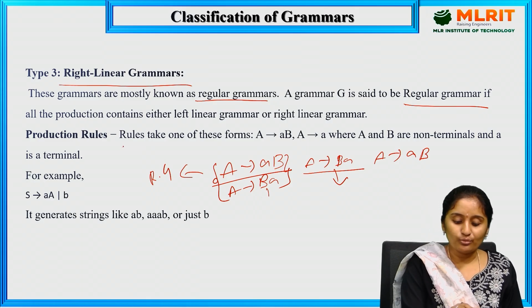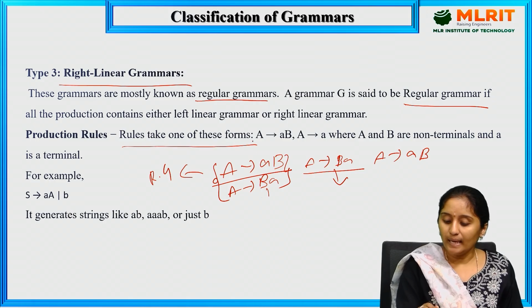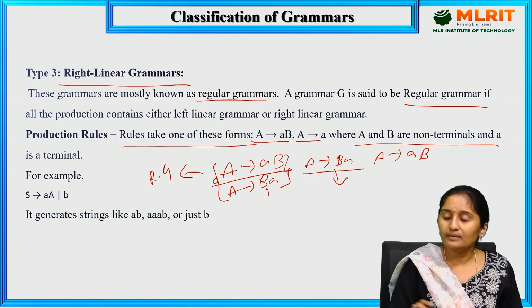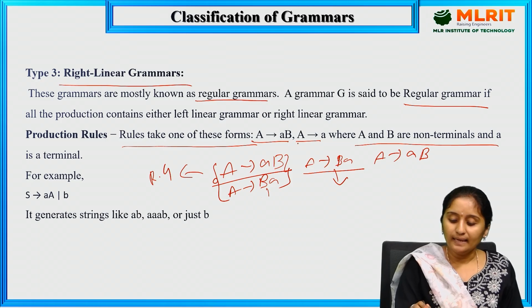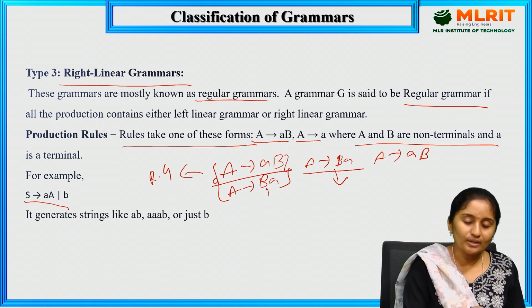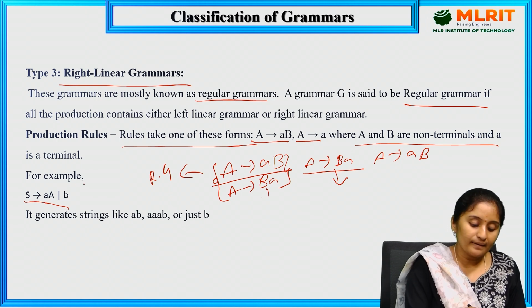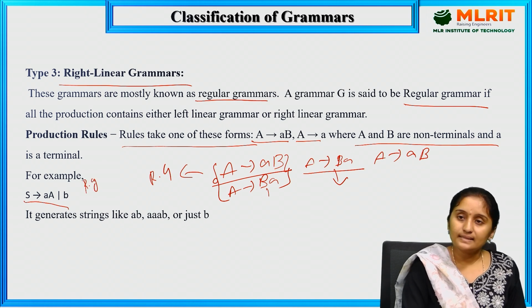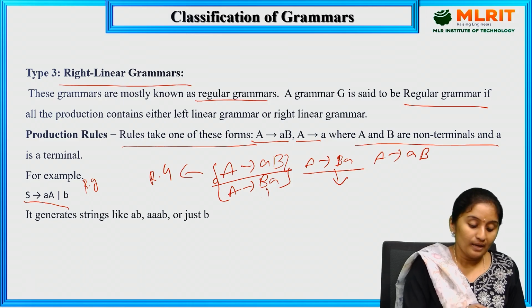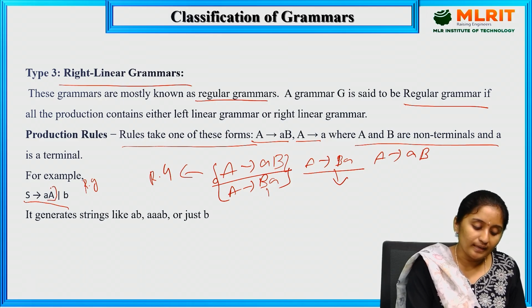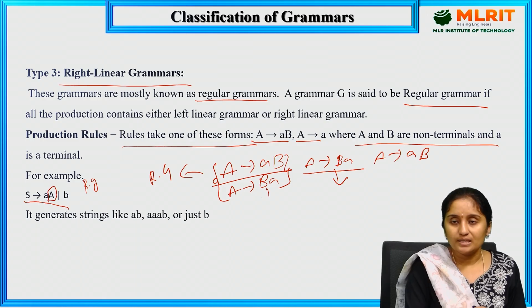The production rules take one of these forms: A produces aB or A produces a, where A and B are non-terminals and a is a terminal. So see here, what type of grammar is this? It is a right linear grammar. How am I going to tell it is a right linear grammar? The non-terminal is present at the right side of the RHS part. Then we can call it a right linear grammar.